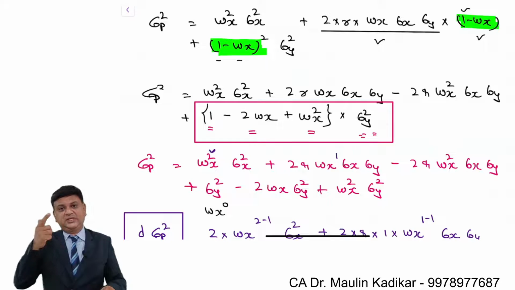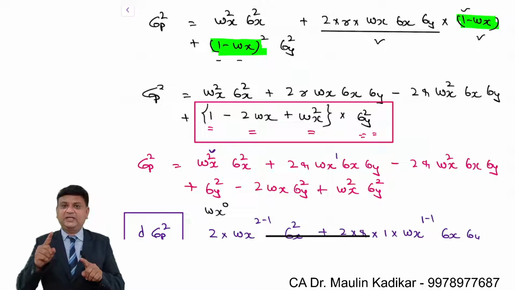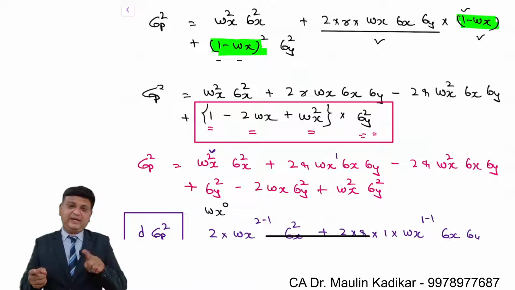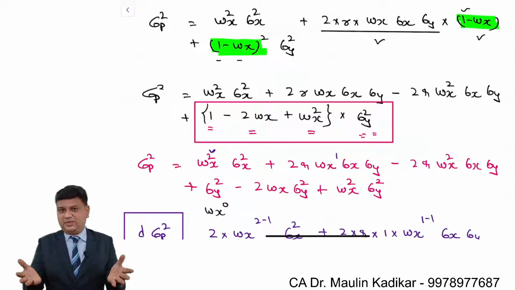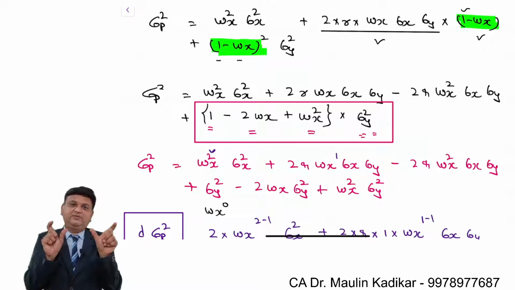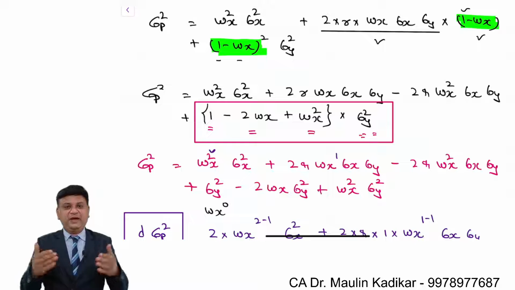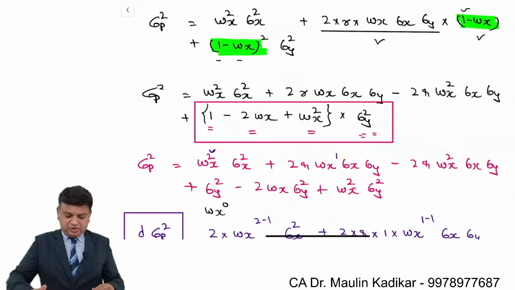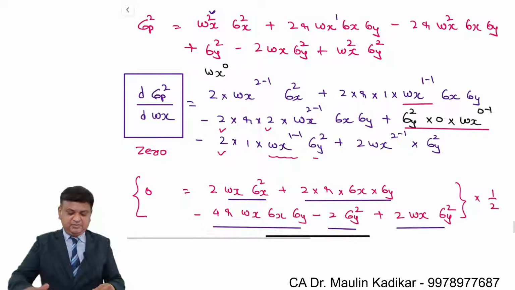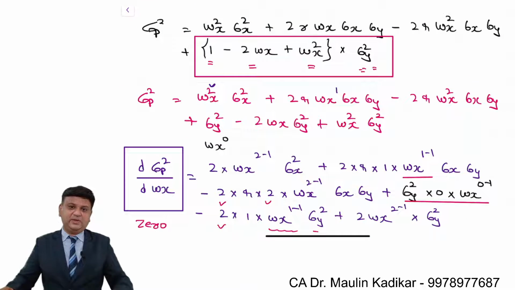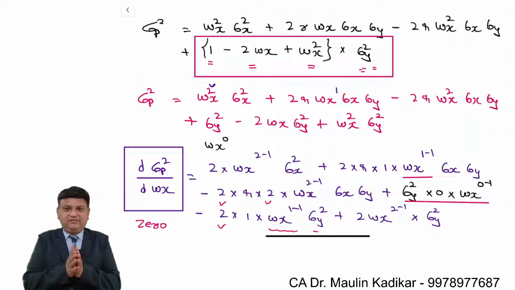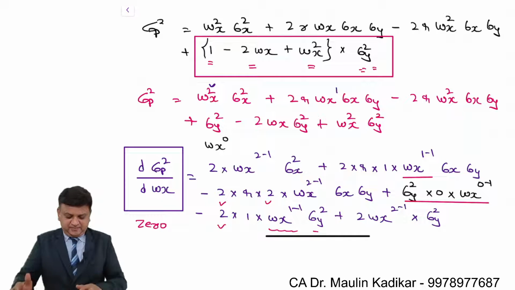1 minus wx raised to 2, that is a minus b whole square, a square minus 2ab plus b square. So it is 1 minus 2 into 1 into wx plus wx square. This into sigma y square. That is the way we have the multiplication. So sigma y square into 1 will become sigma y square, minus 2 wx sigma y square, then wx square sigma y square. That is the way we just open the bracket, nothing else.